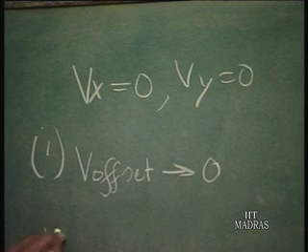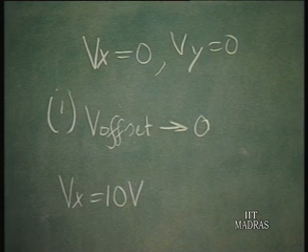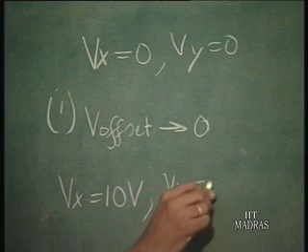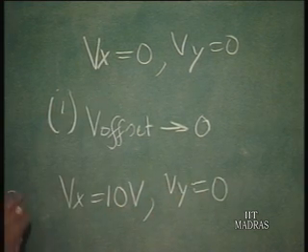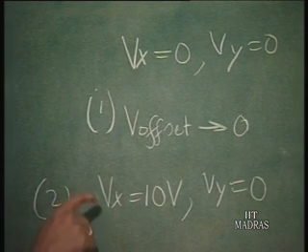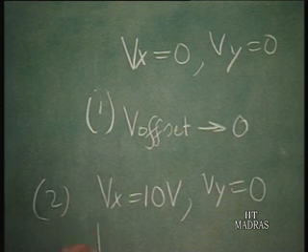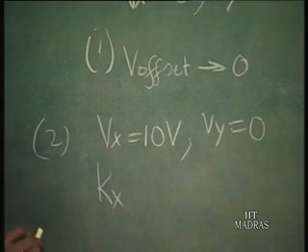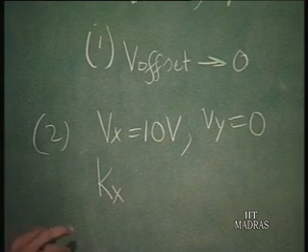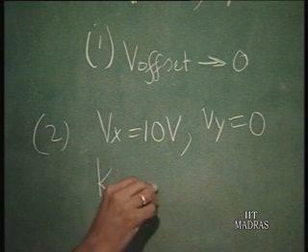Then make Vx equal to 10 volts. Make Vy equal to 0 after this adjustment is made. Already offset has gone to 0. So, now you make Vx equal to 10 volts and Vy equal to 0 volts. Then adjust Kx, that is the feed through component of x. It is only because of the existence of Kx that Vx will come. So, this goes to 0.